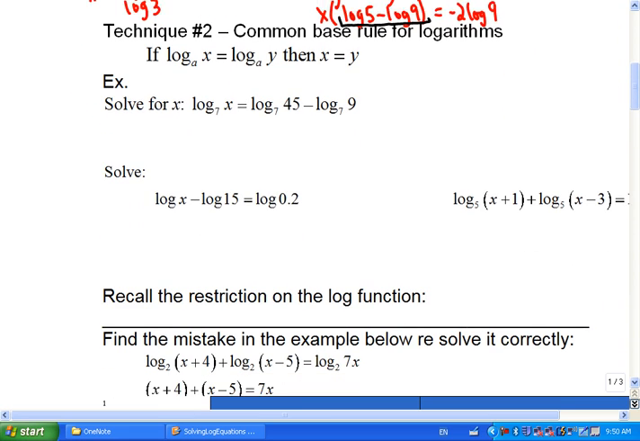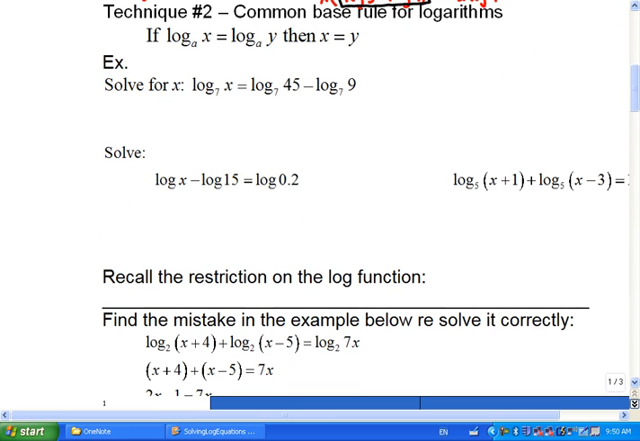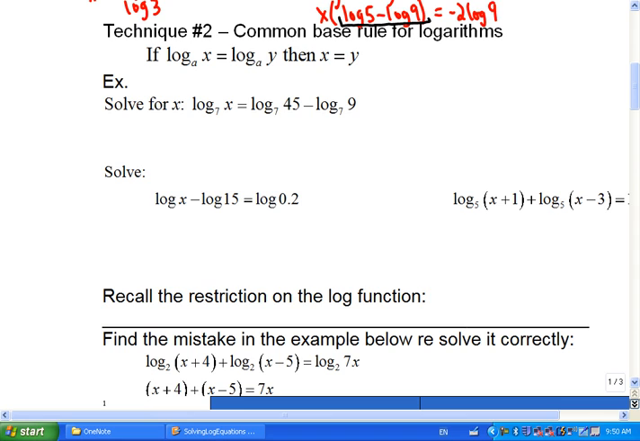Now, another technique that we're going to talk about here is the common base rule for logs. This one we're going to use quite a bit. That means if we have a log base a that's equal to another log base a, the only way that could be true is if those two things are also equal.